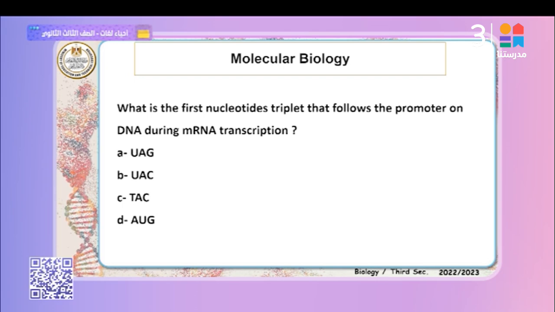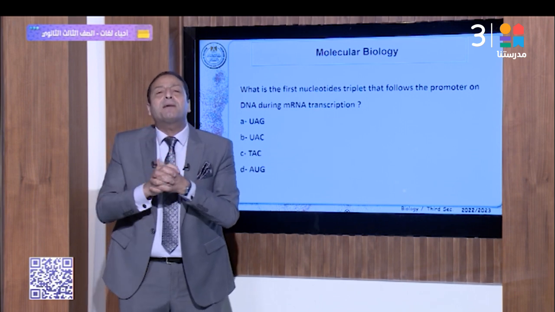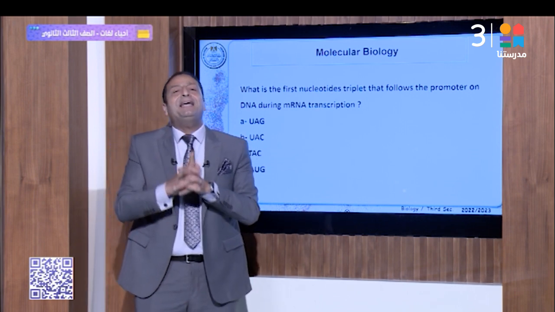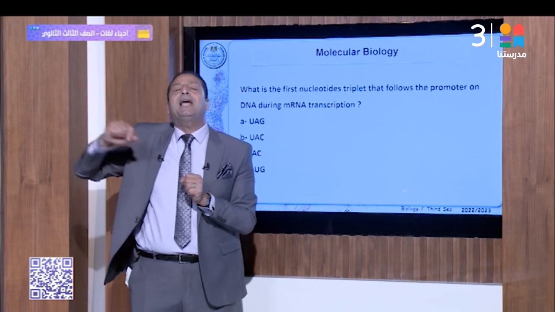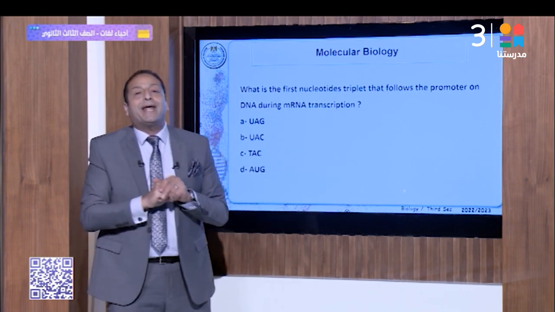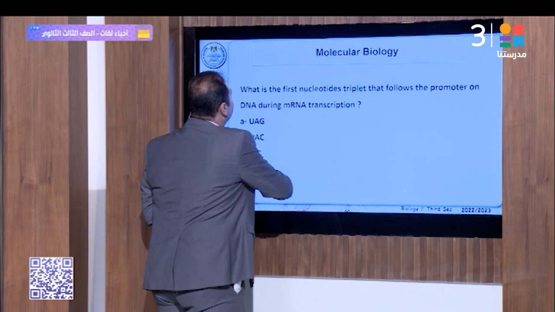What is the first nucleotide triplet that follows the parameters on DNA during mRNA transcription? This was answered before in the last question. It's TAC. Pay attention, please. T, thymine, is opposite adenine in the mRNA. A, adenine, is opposite thymine, but thymine is not found in RNA, it is replaced by uracil. So TAC, following the parameters, is translated into AUG, which represents the start codon on mRNA. That's right. Another question? The best answer is TAC.